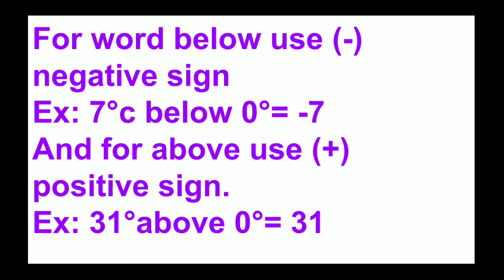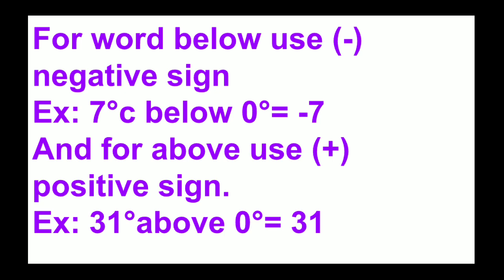Now, for your exercise, if the word given is below, below means below 0, then you have to use the negative sign. How will you write? 7 degrees Celsius below 0 degree, -7. I forgot to write here -7 degree. You write there -7 degree. And if the word is above, then you have to use the positive sign. No need to write the plus sign.